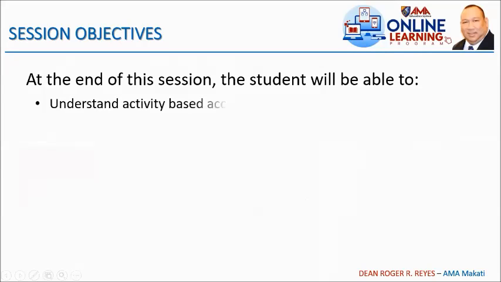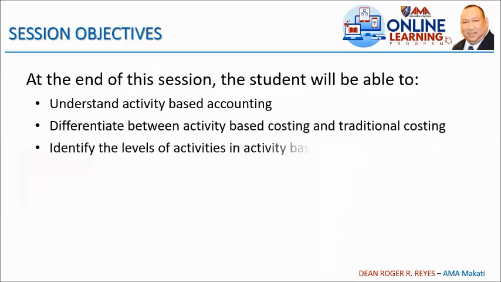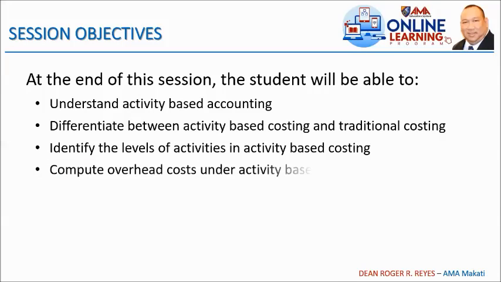Before we formally start, let me just show you some outline of our objectives. It says here, at the end of this session, you, the students, will be able to: number one, understand activity-based costing. Number two, differentiate between activity-based costing and traditional costing. Third, you will also be able to identify the levels of activities in activity-based costing. And lastly, you will be able to compute overhead costs under activity-based costing.